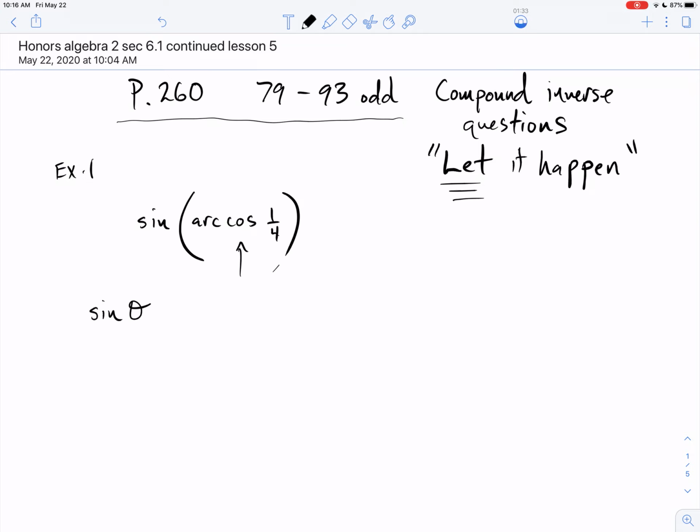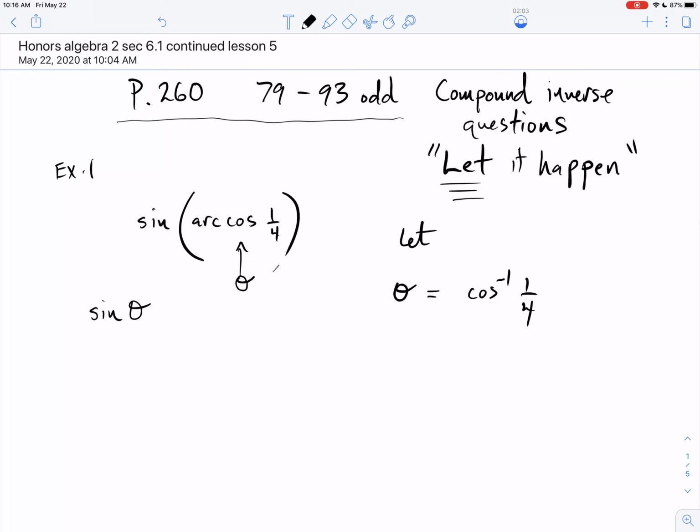So here's how we do this. We do something called substitution. I'm going to assume this thing is an angle. It is some angle. I don't know the angle yet, but I write it like this mathematically. I say let theta equal arc cosine of 1/4.